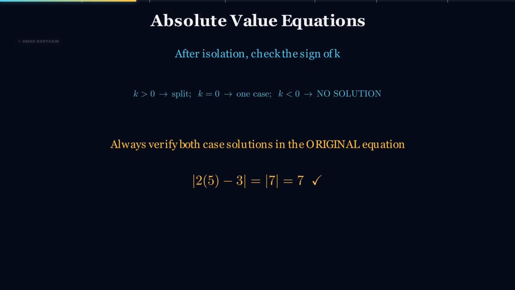Step 3. Solve each of the two cases separately as a standard linear equation using the Section 3 machinery. The two case solutions together form the complete solution set, written as a list with the connective or, like x equals 5 or x equals negative 2. Verify each solution by substituting back into the original equation including the absolute value and confirm both sides equal the same number. The verification catches sign errors and confirms that both cases produce valid solutions.